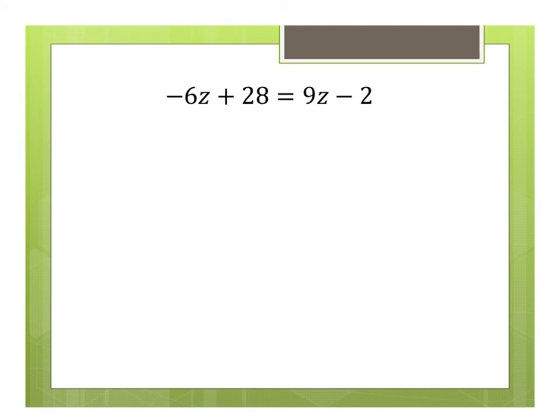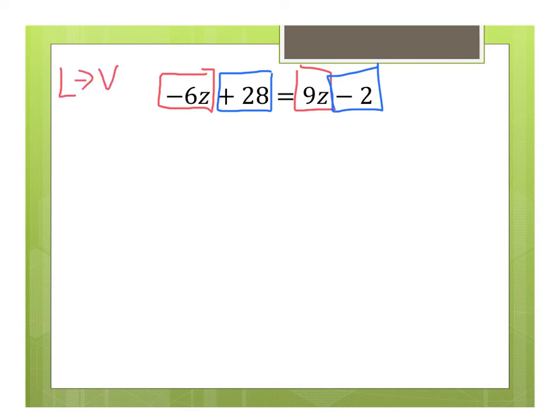And now for our final example, we have a negative 6z plus 28 equals 9z minus 2. So first we've got to move our variables to one side of the equation. Since we have variables on both sides and we have constants on both sides, we need to decide which side's going to be our variables, which side's going to be our constants. So I'm going to choose the left side for variables, the right side for constants.